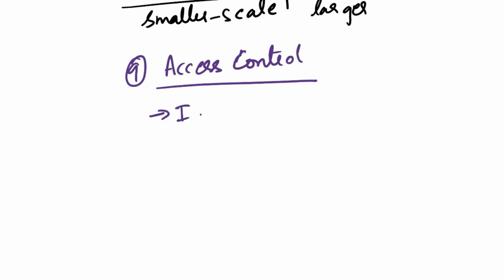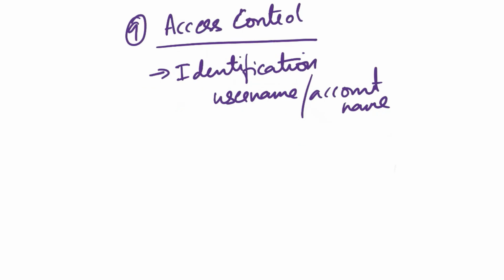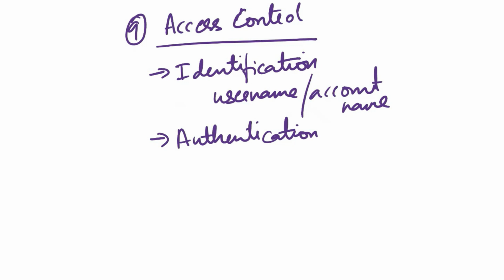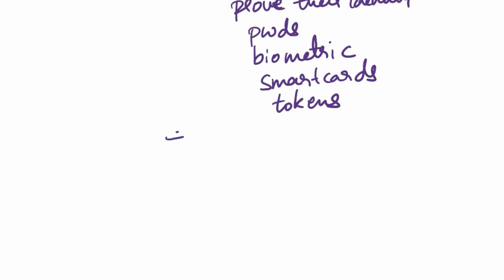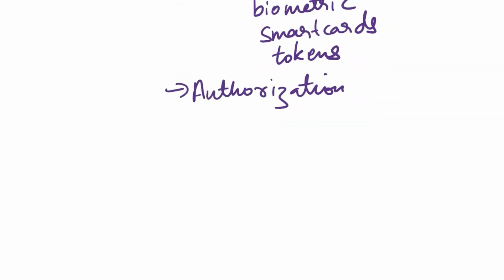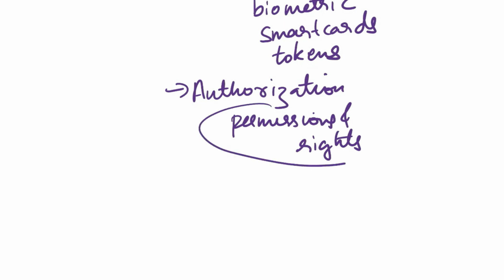First is identification. Users must identify themselves to a system, often by providing a username or account name. This is the first step in the access control process. Next is authentication. After identification, users must prove their identity through authentication methods such as passwords, biometrics, smart cards, or tokens. Next is authorization. Once a user's identity is confirmed, the system checks their permissions and rights to determine what actions or resources they are allowed to access. This is known as authorization.